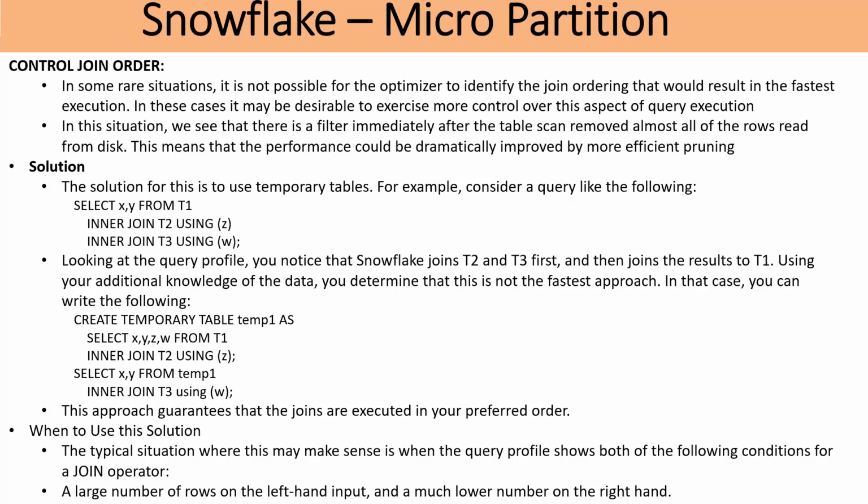In that case, you can create a temporary table. First join T1 and T2, create a temporary table, and then join T3. That should be good enough for you to process the data. So in this case, the first join should be with the lesser records.